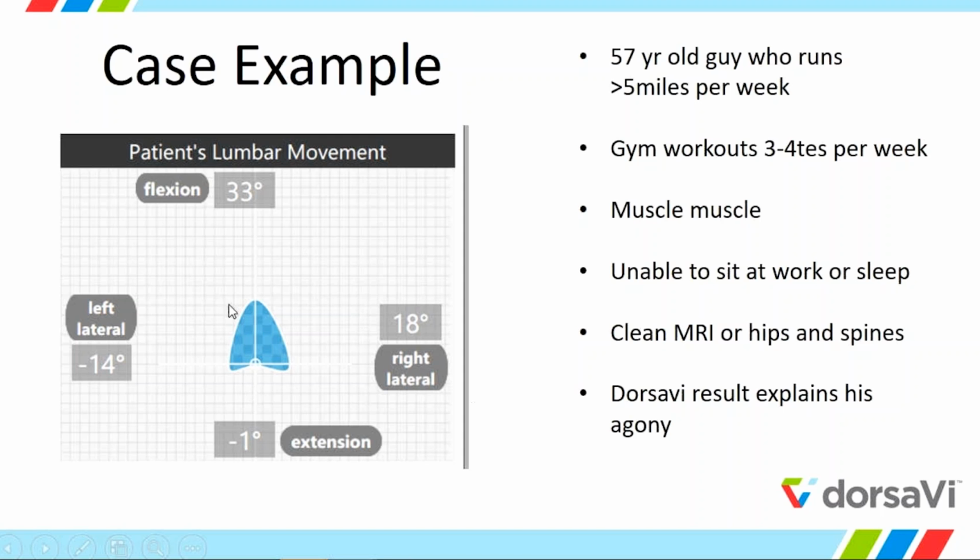So we're looking at this guy's egg, which doesn't resemble an egg very much at all, because you can see that he has 33 degrees of lumbar flexion. He has no lumbar extension, and 18 degrees of right lateral flexion and 14 degrees of left. I copied this from what Renuka showed me: he's a 57-year-old guy who runs greater than 5 miles a week. He works out, and muscle, I assume, means he's really muscular. He's unable to sit at work or sleep. His MRI is clean. And Renuka, tell me why you think this dorsaVi result explains his agony.